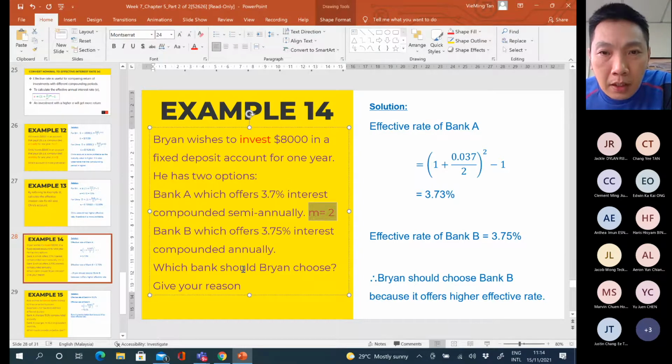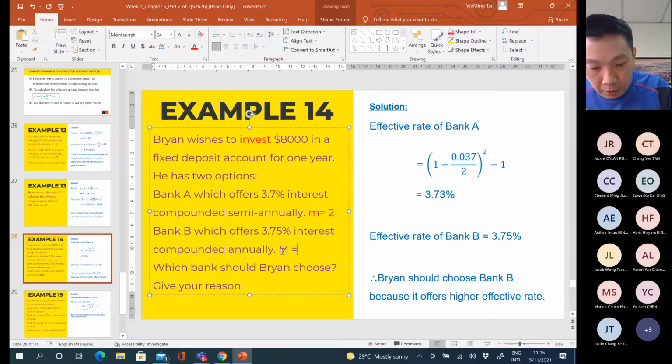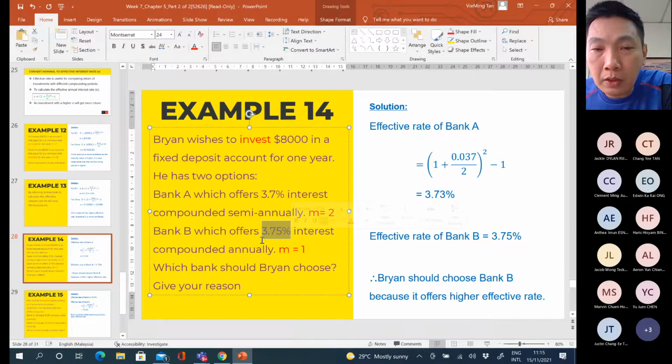And then Bank B offers 3.75% interest rate compound annually. So M is equal to 1. Because this interest is compound annually, we can conclude that the effective rate offered by Bank B is 3.75%. So the effective rate of Bank B is 3.75%.